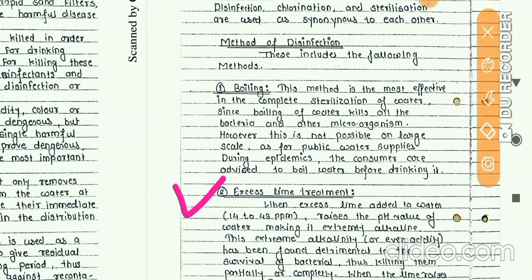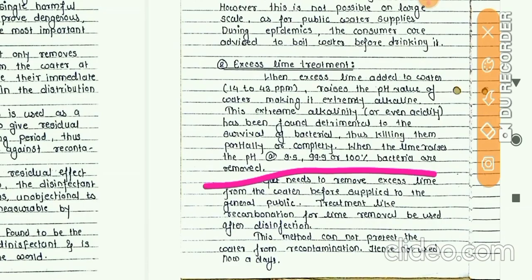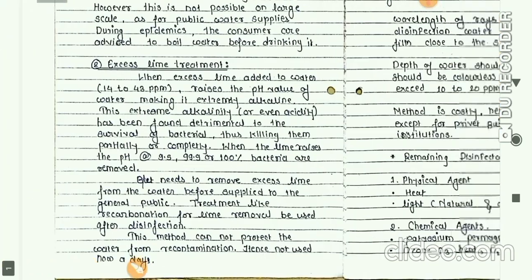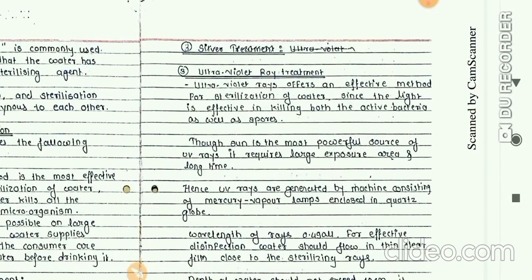Second is nothing but the excess lime treatment. In that we have to add lime up to the content of 14 to 43 ppm, so that the pH of water will increase, and when the pH of water becomes 9.5, 99.9 or 100% bacteria will get removed. So this is the important method that can be used for removing the bacteria.